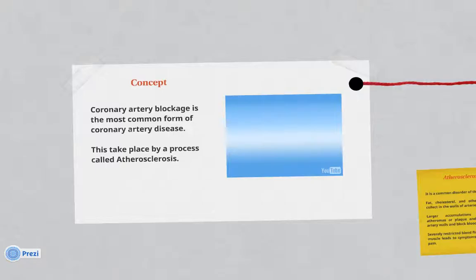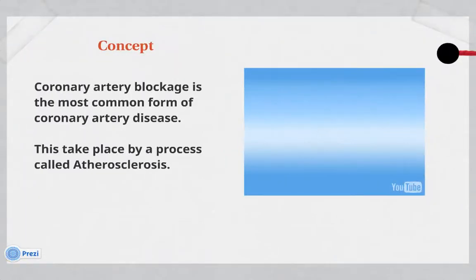What is the coronary artery blockage? It's the most common form of coronary artery disease. This takes place by a process called atherosclerosis. So let's watch a video explaining to us what it is about.